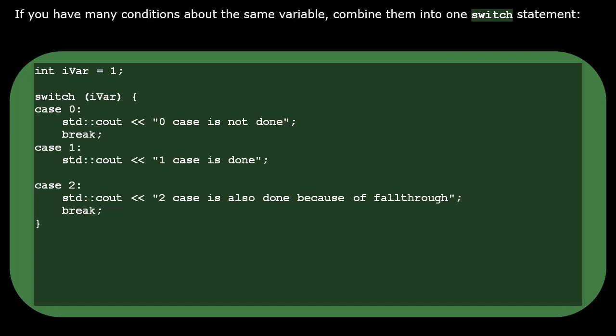We already know that this IVAR having a value of 1 causes the computer to perform these statements for the one case. But now, after those statements for the one case are done, we're not finished with our work. Instead, the computer will fall through into the next case, which happens to be the 2 case. Those statements will also be done, even though IVAR didn't have the value of 2.